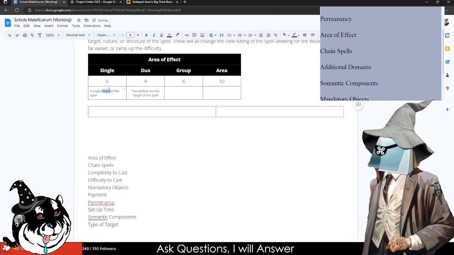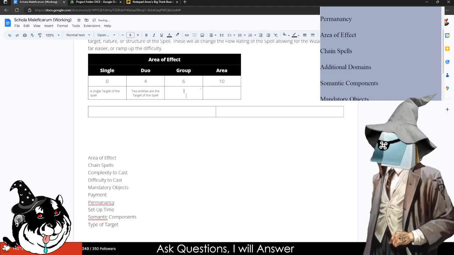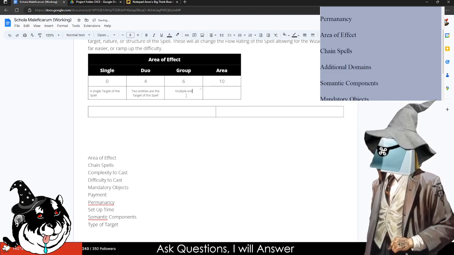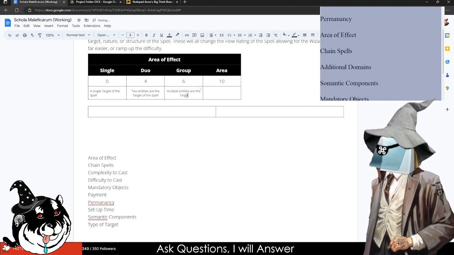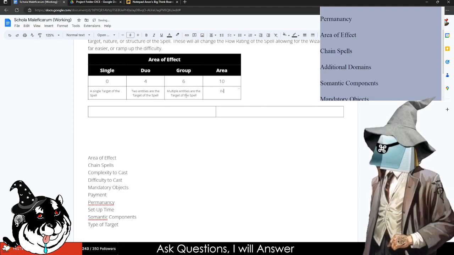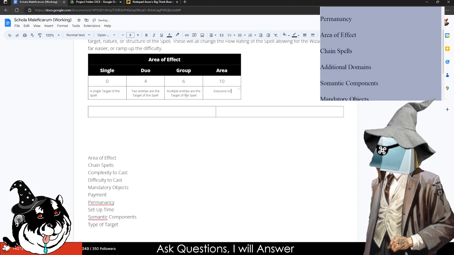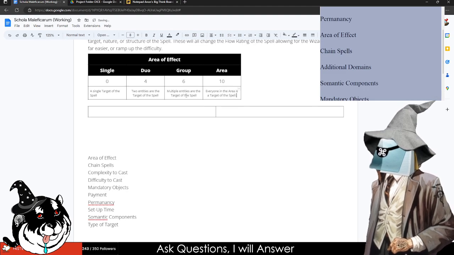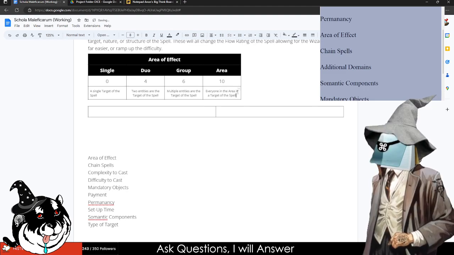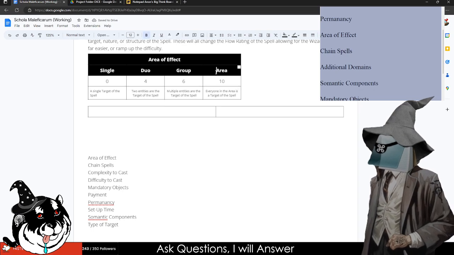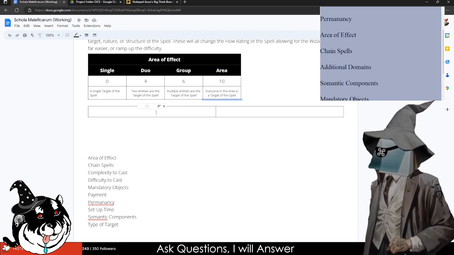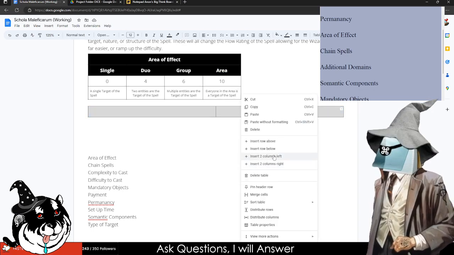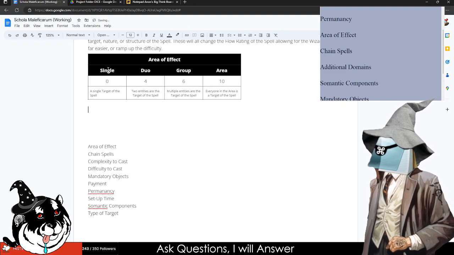The 2 entities are the target of the spell. Multiple entities are the target of the spell. Everyone in the area is a target of the spell. You know, I'm just gonna delete this table for now.